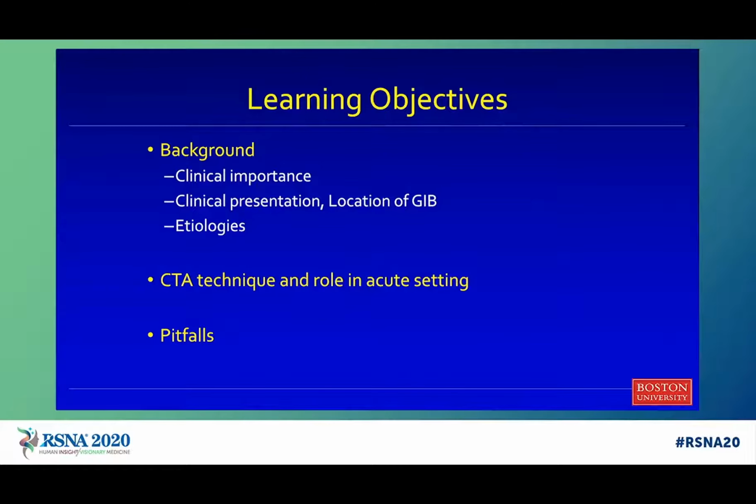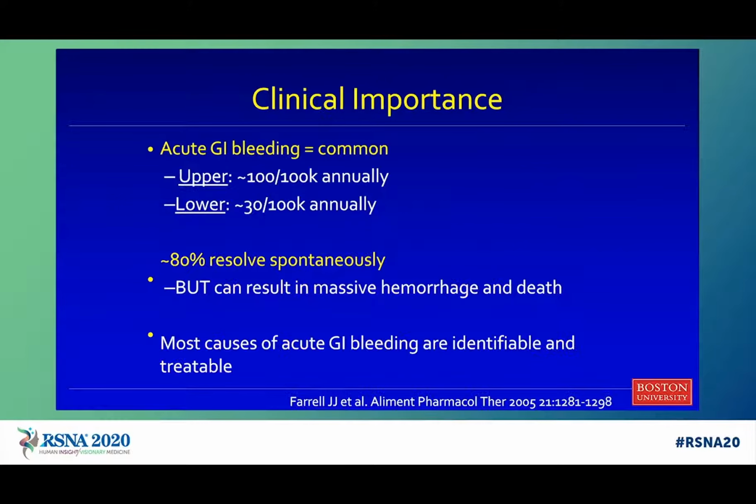The learning objectives of this talk are to discuss the background of GI bleeding, its clinical importance, clinical presentation, and etiologies. We're then going to dive into CTA technique and its role in the acute settings, and then cover cases and pitfalls. Acute GI bleeding is common. 2/3 of cases are seen in the upper GI tract, whereas 1/3 is seen in the lower GI tract. Approximately 80% of these cases resolve spontaneously, but can result in massive hemorrhage and death.